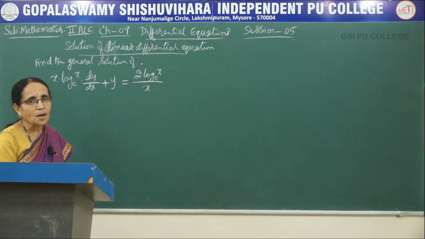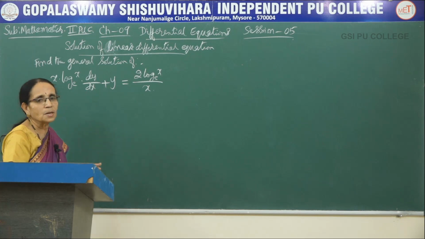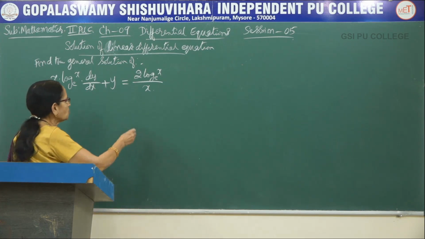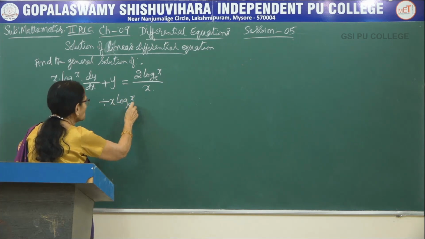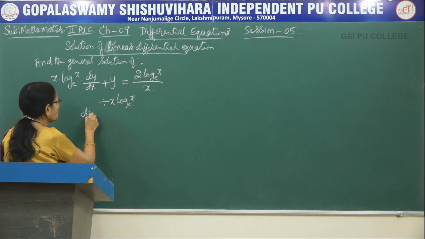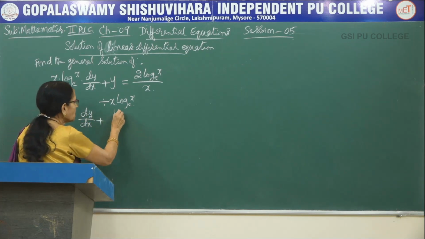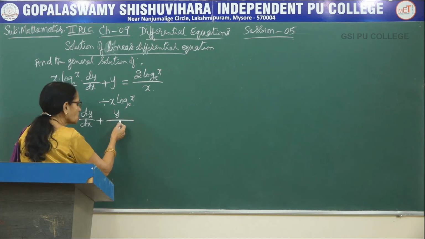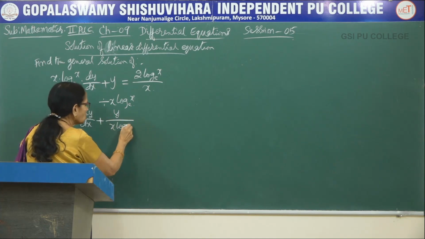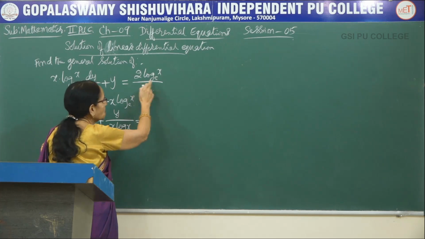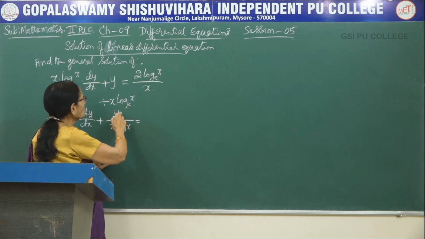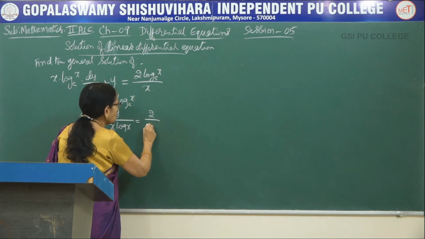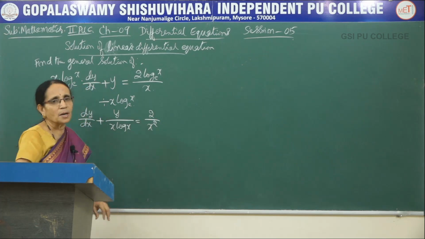Now it is not in the standard form. The coefficient of dy by dx is x into log x. Therefore, first divide by x into log x. Then this term becomes free from that one. dy by dx plus y divided by x into log x, and the right hand side 2 log x by x is already there. When you divide by x into log x, the log x gets cancelled and what remains is 2 by x square.